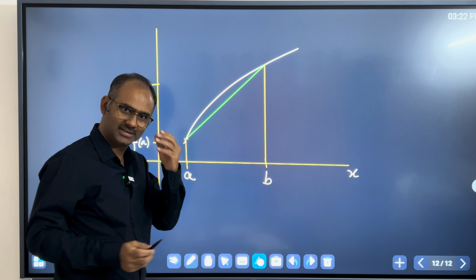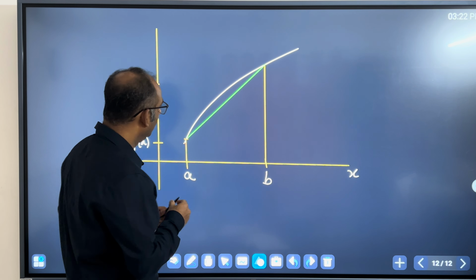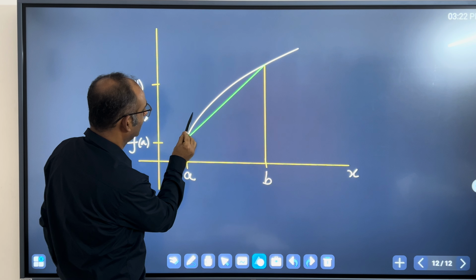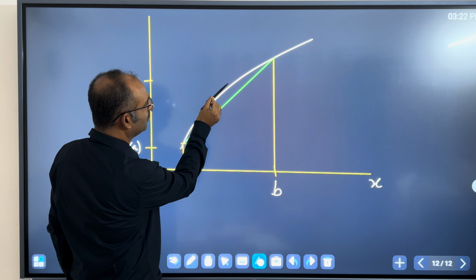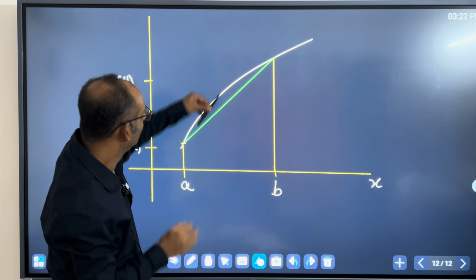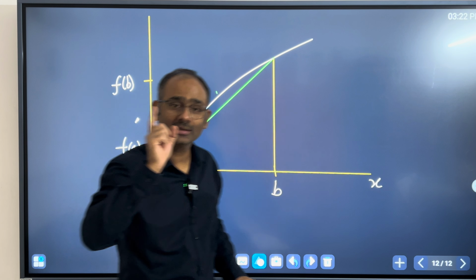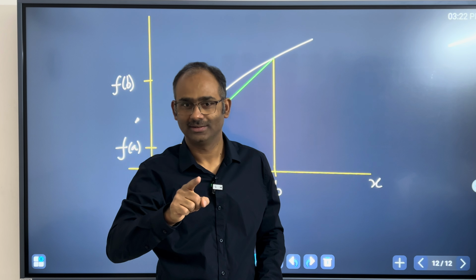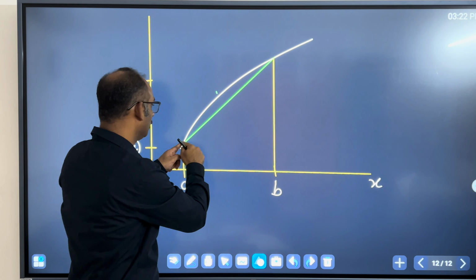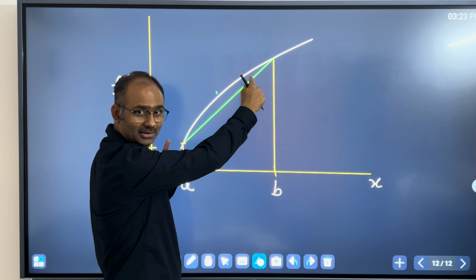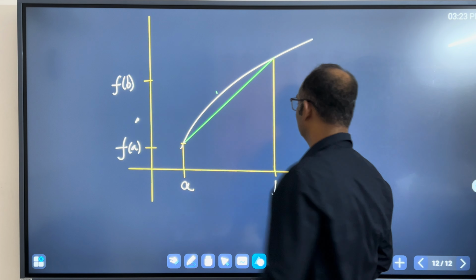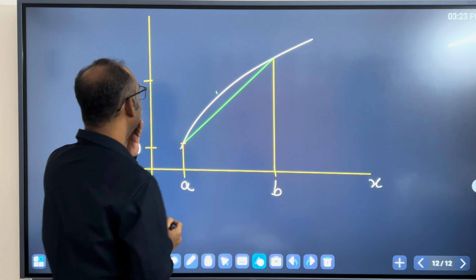You can almost see that if you draw tangents at different points on this curve, it's different here, different there. At some point, you will have a tangent which will be parallel to this line. At some point on the curve, you will have a slope that will be equal to the slope of this line. Okay? Is that something obvious? Let's have another one.